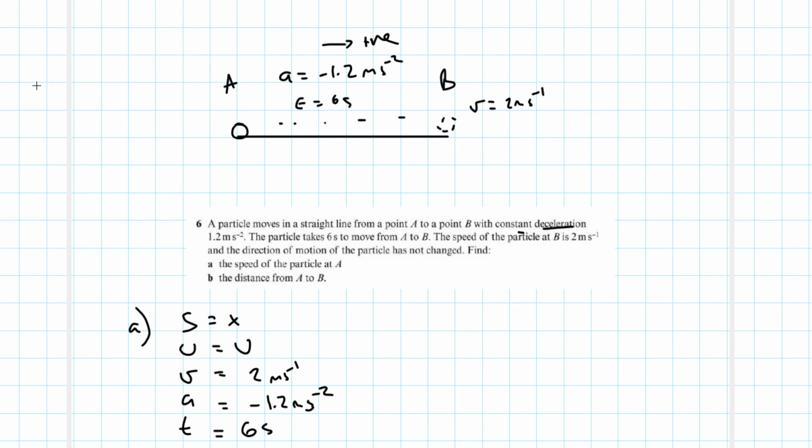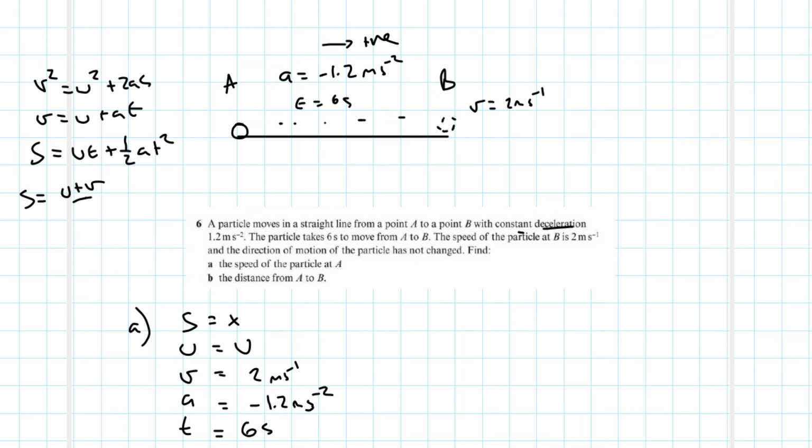From here we're going to use the SUVAT equations. You are given these in the exam: v squared equals u squared plus 2as, v equals u plus at, s equals ut plus a half at squared, s equals u plus v over 2 times t, and the final one, s equals vt minus a half at squared. From here we're going to use the equation that doesn't have s, which is v equals u plus at.